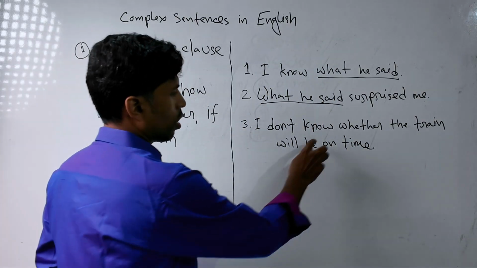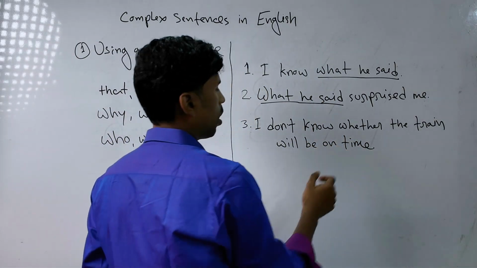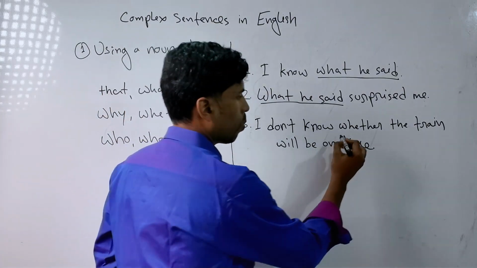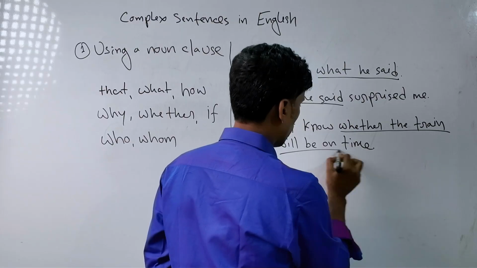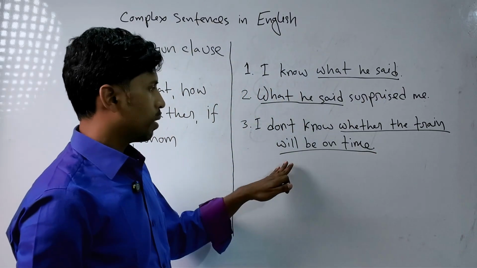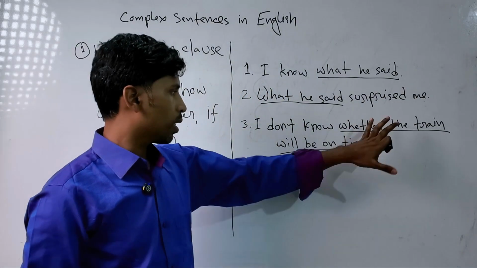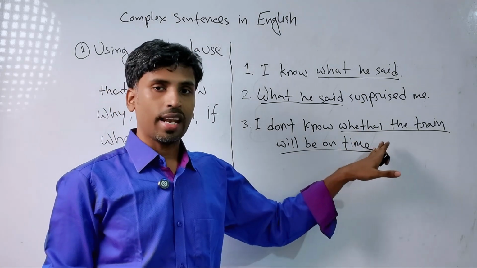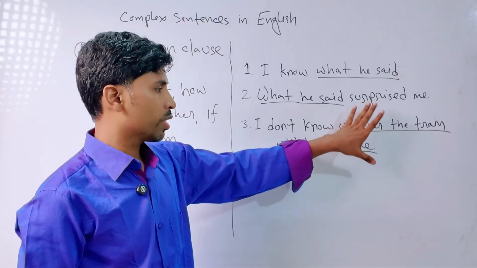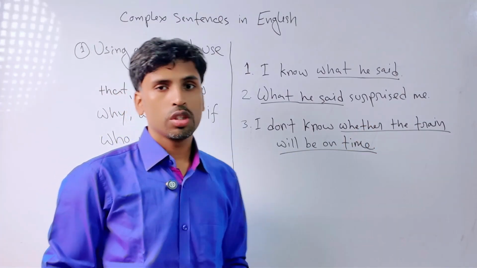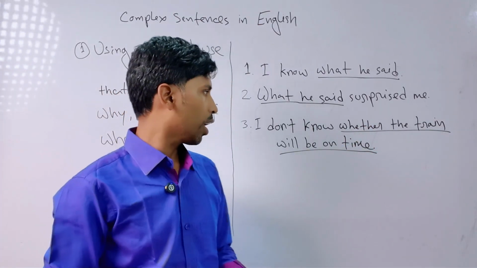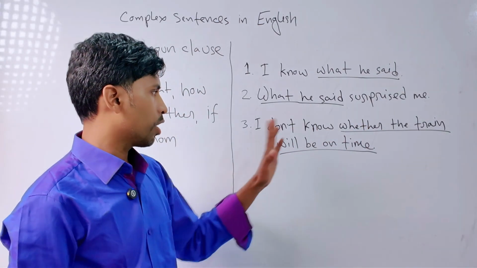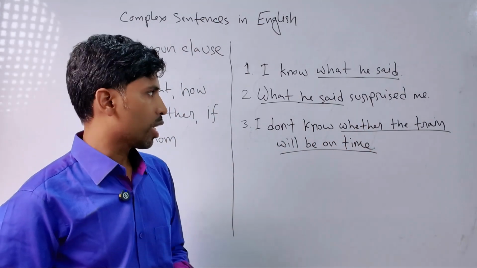I don't know whether the train will be on time. So I don't know something. What is it? Whether the train will be on time. It may be quite long, but all this is doing is acting like a noun or an object. You can substitute this whole clause for this. Okay, I don't know this. So instead of this, you can write this clause. I don't know whether the train will be on time.